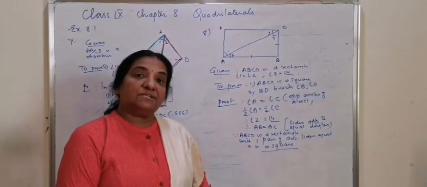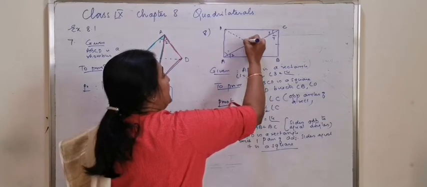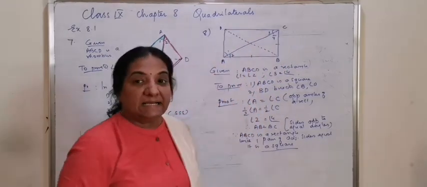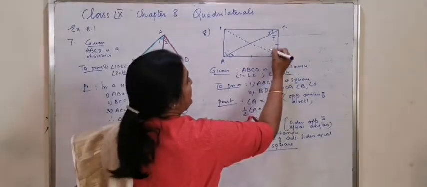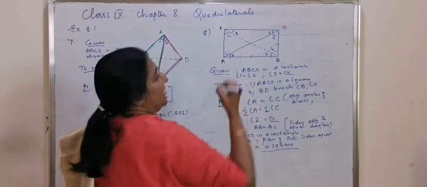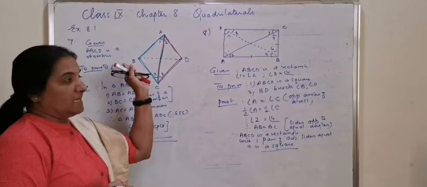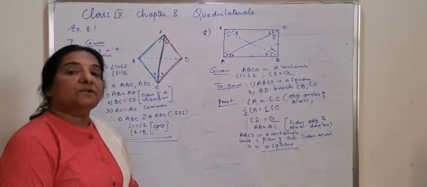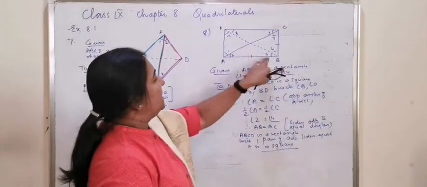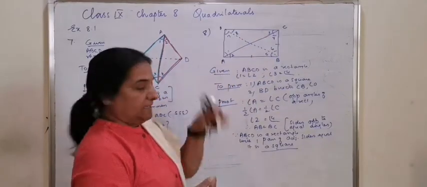The second part is to prove that the diagonal BD bisects angle B as well as angle D. That is, angle 5 equals angle 6, and angle 7 equals angle 8. This can be proved similarly to this type of question, by proving the triangle congruence. Which are the triangles? Triangle ABD and triangle CBD.